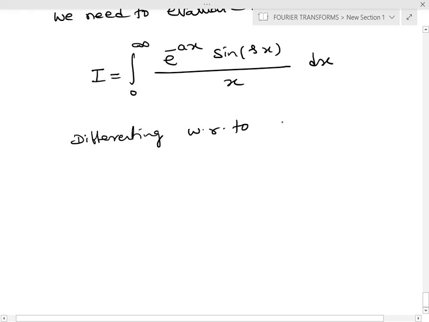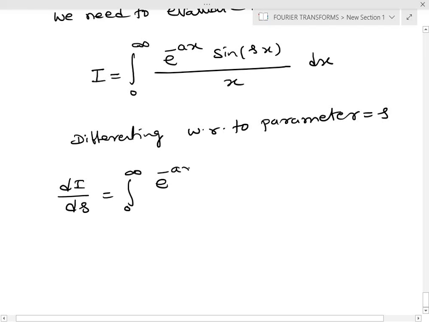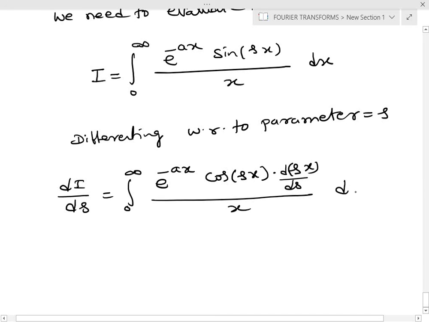Differentiating with respect to parameter s. So that means dI/ds, integration from 0 to infinity. The sine of sx will come as cos of sx into x, that is e power minus ax. When I do the differentiation for sine of sx, it gives cos of sx, and again d/ds of sx I will do, all divided by x into dx.